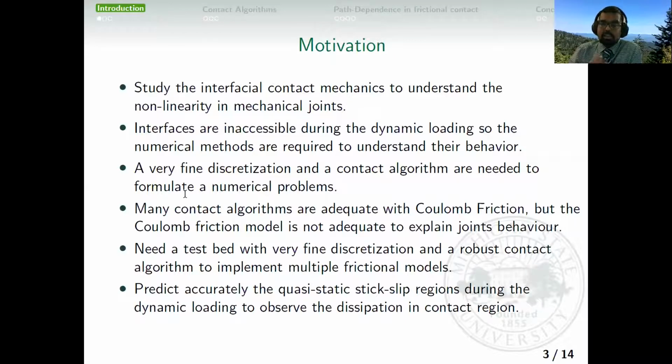So we need a test bed with very fine discretization and also a robust contact algorithm so we can implement multiple friction models. So we can accurately predict the quasi-static stick-slip region during the dynamic loading, and also observe the dissipation behavior which is happening in the interfaces.